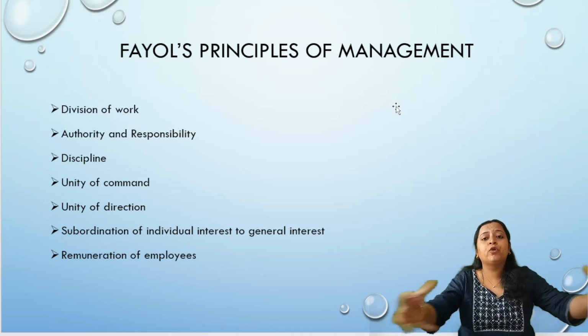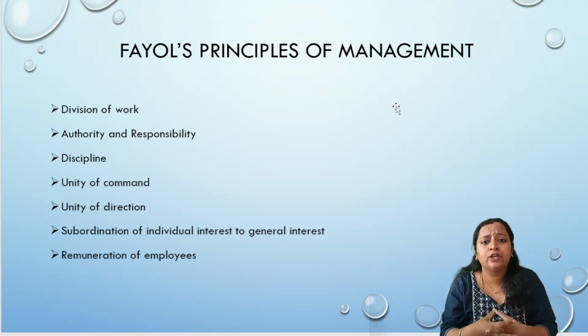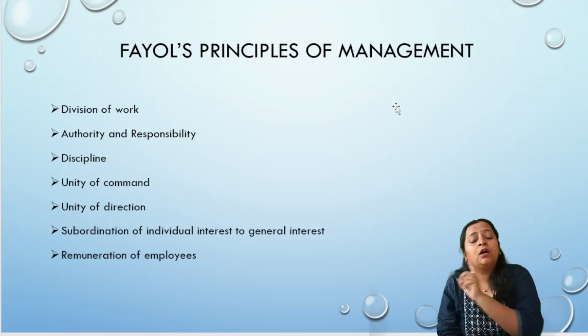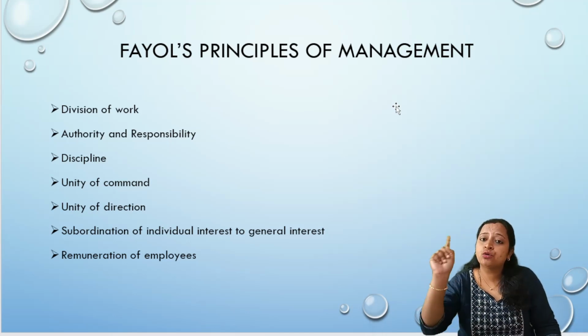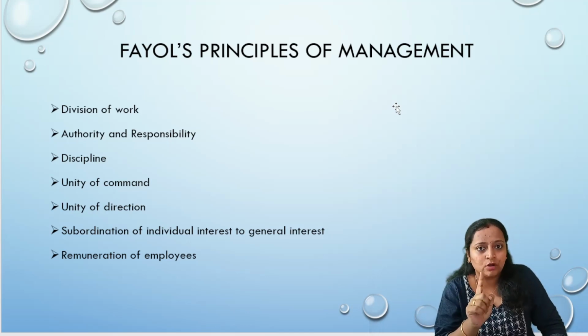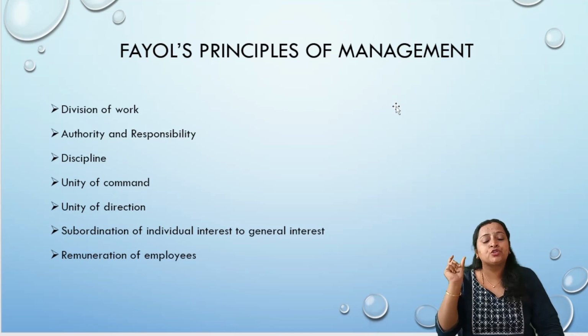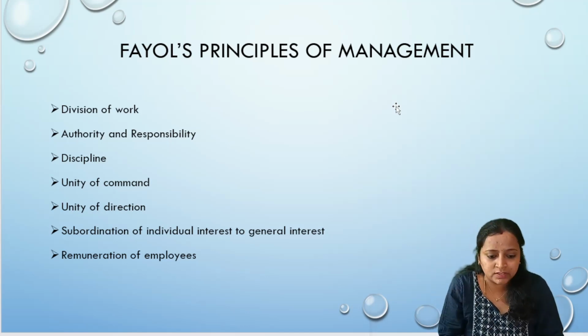Each employee will have a different mindset and different goals. Those goals should not take priority. They should not disturb the organizational goals. First you should concentrate on fulfilling your organizational objectives, then on your individual objectives. So that is subordination of individual interest to general interest.